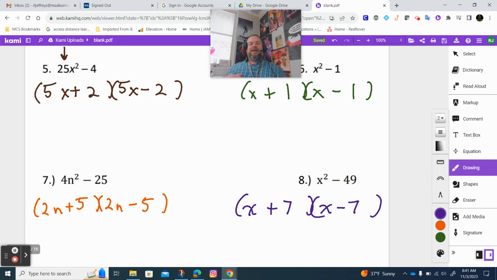All right. Now, that is our lesson for factoring the difference of two squares today.